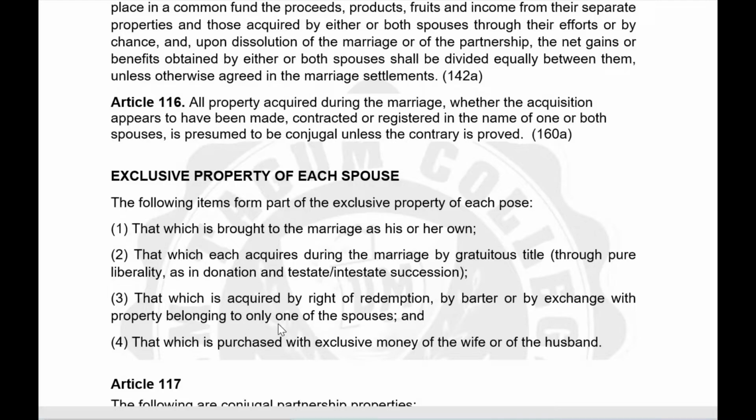So if there is a barter or exchange of property, and what you bartered is exclusive, then what you receive in exchange is also exclusive. Fourth, that which is purchased with the exclusive money of the husband or the wife. So if the purchase is made with the exclusive money of the husband or wife, then the property purchased would be exclusive.